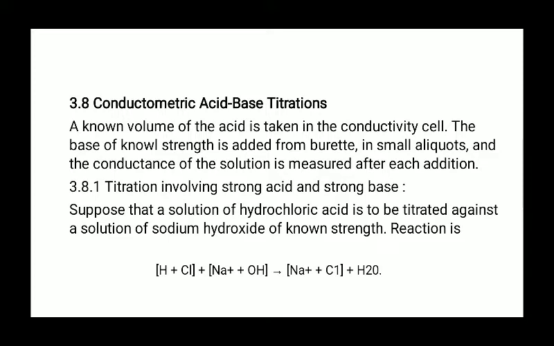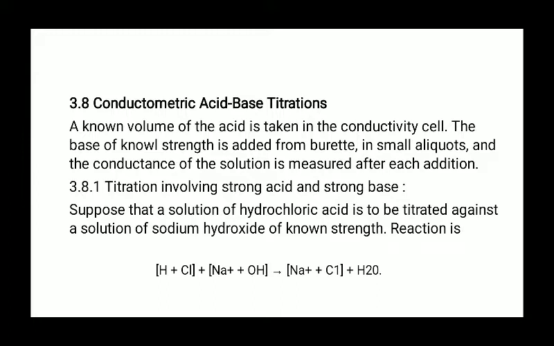Conductometric acid-base titration. A known volume of the acid is taken in the conductivity cell. The base of known strength is added from the burette in small quantity, and the conductance of the solution is measured after each addition.